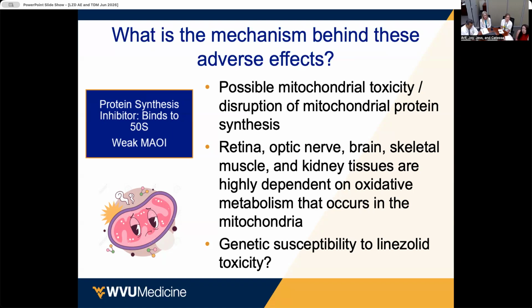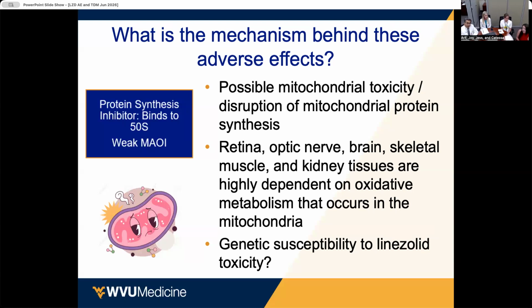And if we think about the different areas of the body that are dependent upon oxidative metabolism that occurs in the mitochondria, that's our retina, optic nerve, brain, skeletal muscle, kidney tissues, which may explain a bit why these specific adverse effects can occur with linezolid. And there's also a thought about genetic susceptibility to linezolid toxicity. This is very similar to the genetic susceptibility that we see in aminoglycosides and hearing loss. It's the same piece with linezolid.